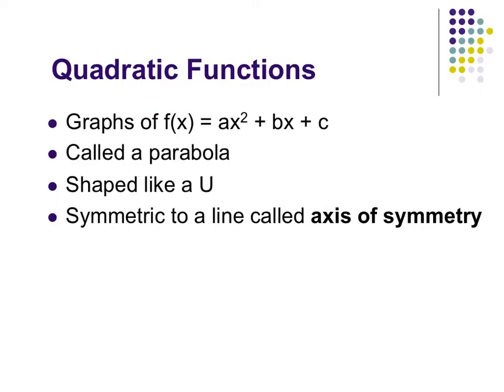All right, so a quadratic function is one in which the x is squared. This is called quadratic form. So when you see an x squared and an x, it's called quadratic form. What we've been using for transformations is called standard form. You'll see that in a minute. But this is called quadratic form. So the ax squared plus bx plus c is quadratic form. The shape is called a parabola. It's shaped like a U. And it's symmetric to a line called the axis of symmetry. So this is quadratic form.